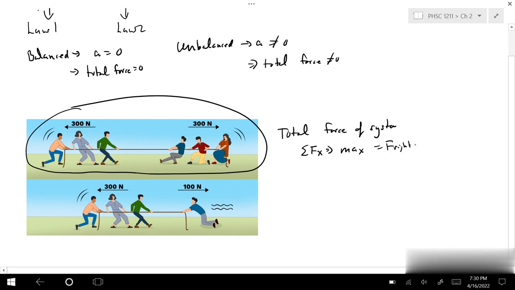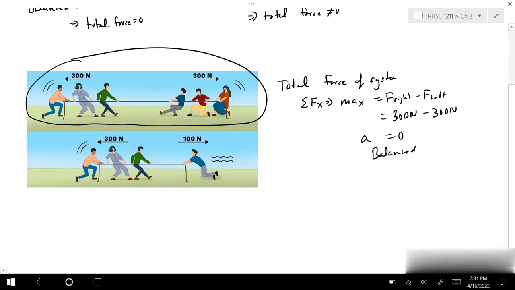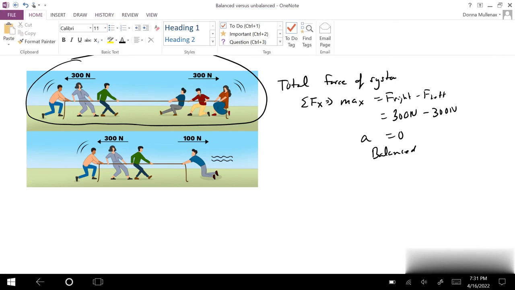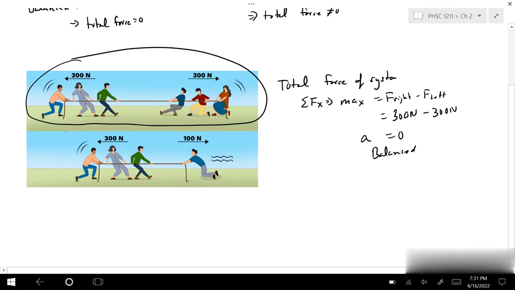So the force is ma in x, which is equal to forces to the right minus forces to the left. We're assuming it's not moving. Well, we can tell it's not going to be moving because if I have 300 newtons to the right minus 300 newtons to the left, that adds up to 0. So that means my acceleration is 0, and that means I am balanced. So they're just going to sit there and it's just going to be pulling and pulling and pulling. So now let's look at the second picture. I'll circle that in blue.